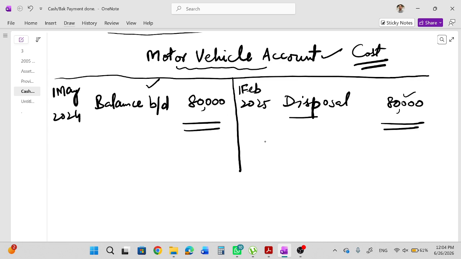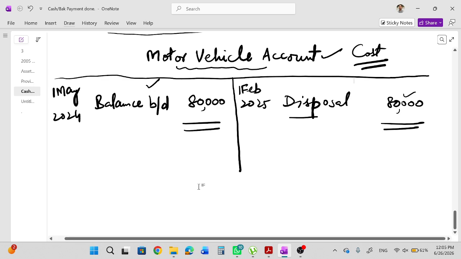So our account is complete for this year. 80,000 on debit and 80,000 on credit. Debit and credit got equal, and there is no further balance left. That's why we do not need to balance it off. It's already got nil on both the sides.